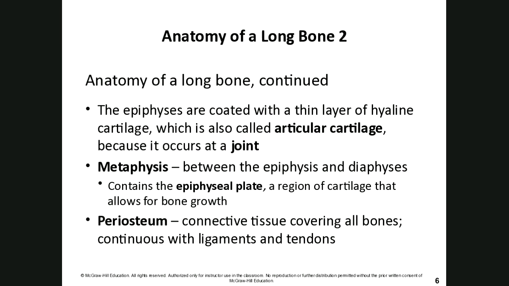The metaphysis is really just that area or space where the diaphysis, or the shaft, meets the epiphysis, or the knobby end of it. So the metaphysis is just that middle portion there. The epiphyseal plate is a region of cartilage that allows for bone growth to take place. And then covering all the bone, from the epiphysis through the compact bone of the diaphysis to the other epiphysis, is the periosteum, which is a connective tissue that is continuous with the ligaments that attach bone to bone and the tendons that connect the muscle to the bone.